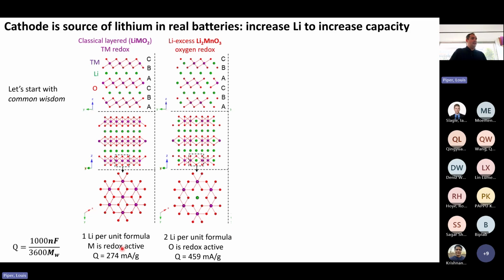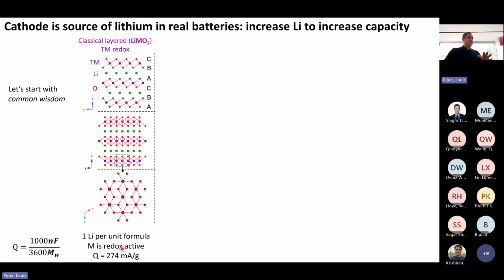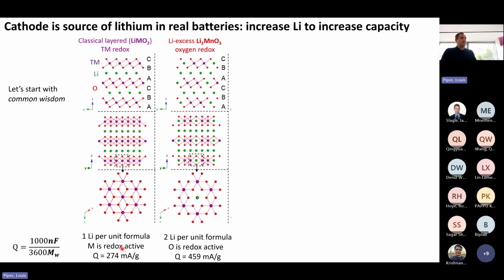The other approach: in those classical layer systems, the thought process is to compensate for the lithium ion and the electrons coming out. You're going to have a change of oxidation state from, say, cobalt 3+ to cobalt 4+, nickel 3+ to nickel 4+, etc. So the view is the transition metal is the active component of the redox.